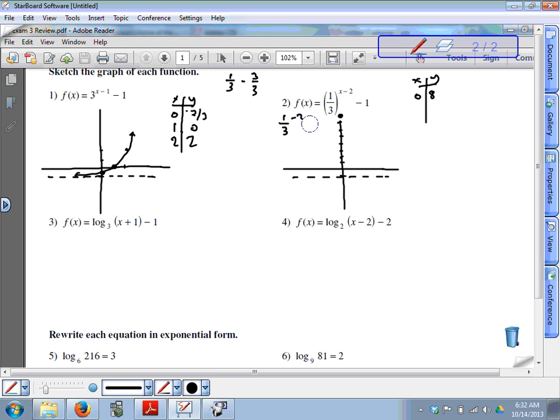And because this is an exponential decay graph, from left to right the shape's going to be decreasing. The graph's going to be getting closer to this horizontal asymptote. So, let x equal 1. 1 minus 2 is -1. 1/3 to the -1 is 3. 3 minus 1 is 2. And if x equals 2, 2 minus 2 is 0, 1/3 to the 0 is 1, 1 minus 1 is 0.